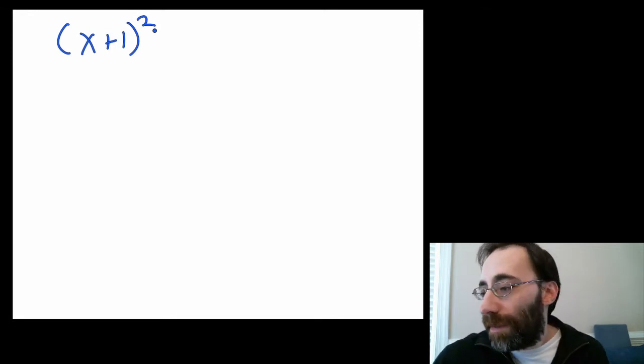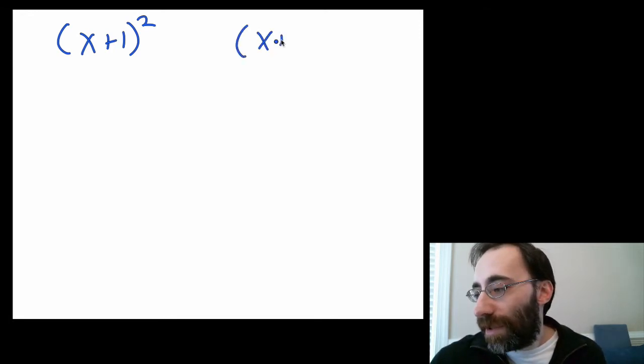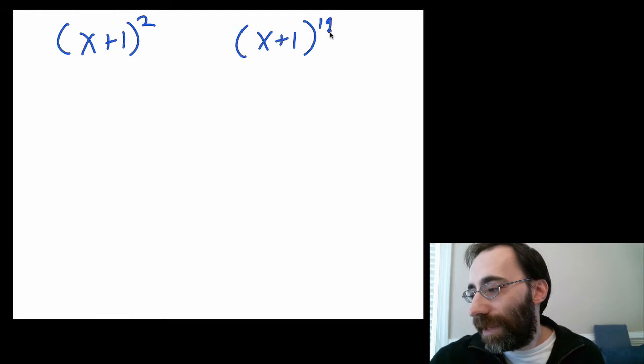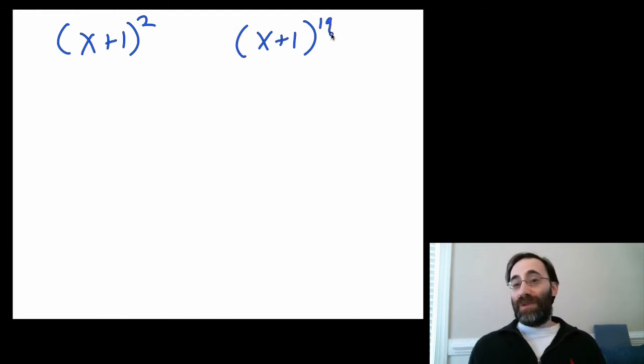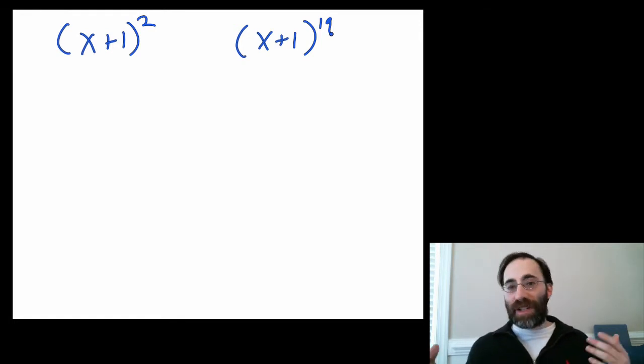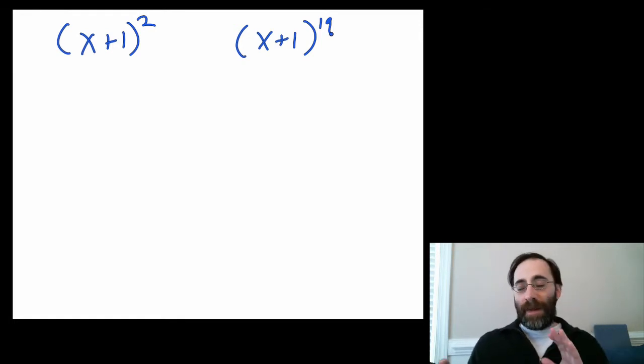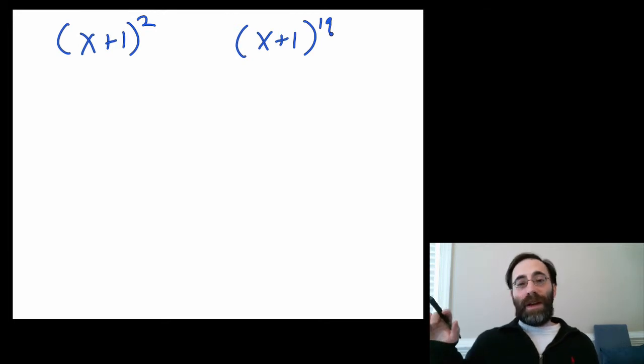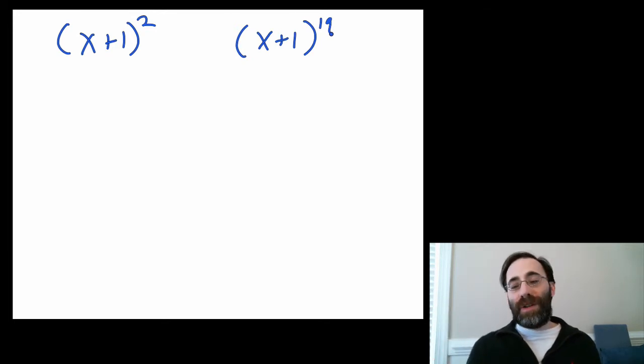That's fine. But it's better to have a more general rule because maybe you have this thing, and that thing you do not want to go around multiplying out. Now you can remember the binomial expansion for this kind of thing, and that's fine. But it's still going to be a lot of terms, and there's no reason to go about doing that, because there's an easier way to do it.